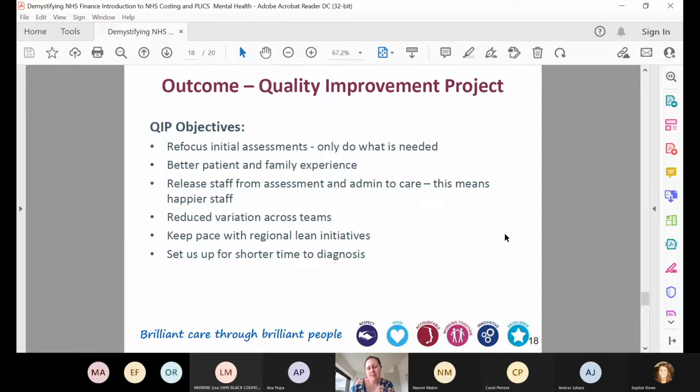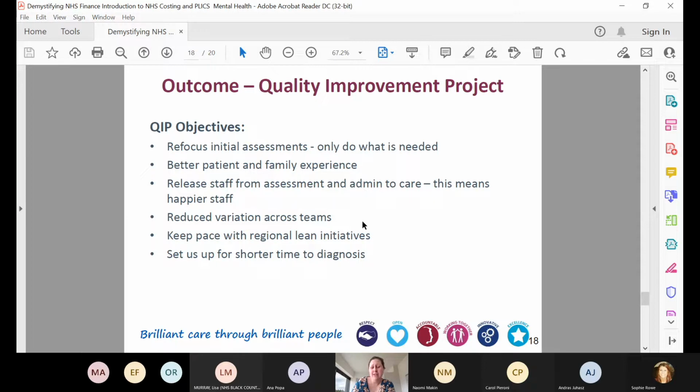Releasing our staff from assessment, so again, thinking about that really critical limited resource, we were consuming a significant amount front end on assessing people, but we weren't then putting in our resources back end to actually deliver interventions, group sessions, support to care homes. And our staff were unhappy because they were churning through assessments. And actually we weren't then adding the extra value support to our patients.